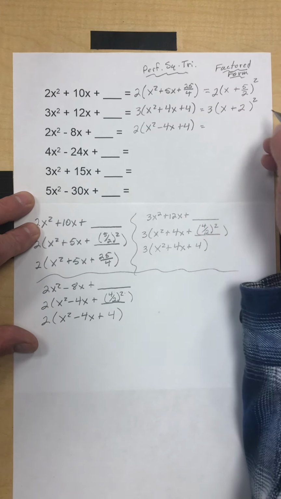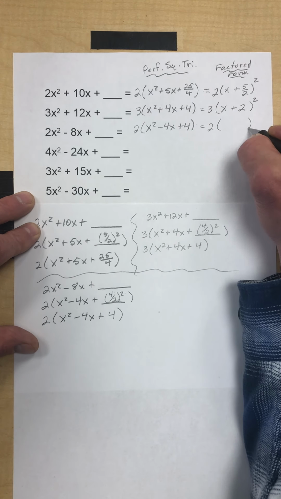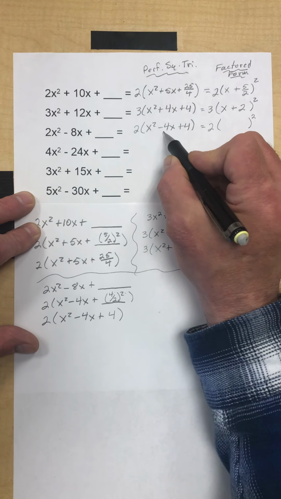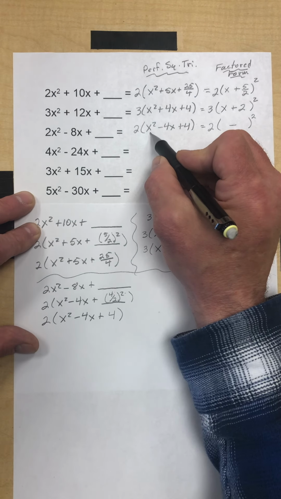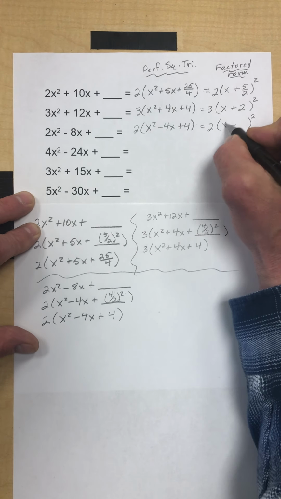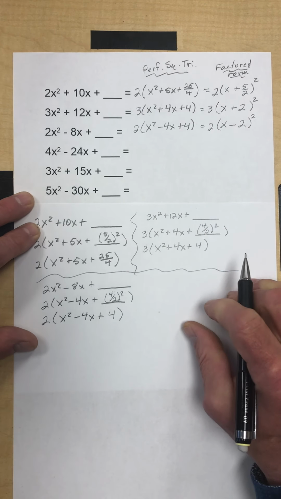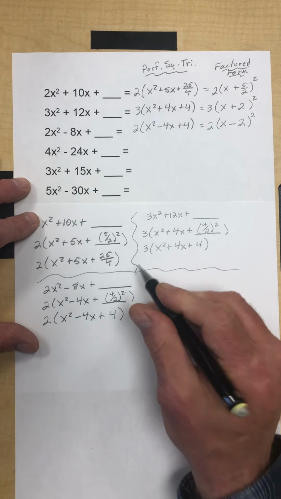Okay, so if we put it in factored form, you have your GCF, which is 2. All perfect square trinomials factor into the square of a binomial. Bring the sign of the linear term over. The square root of the first term is x. The square root of the last term is 2. Okay, we're good. We've got our factored form of the perfect square trinomial.